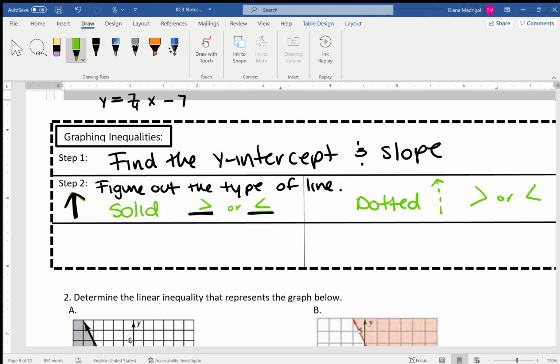And the next step, you need to figure out what sign it is going to be, greater than or less than. Figure out the shading, because we're going to see graphs that are going to be shaded now. Really easy when you're shading up, okay? Figure out the shading by using your y-intercept.